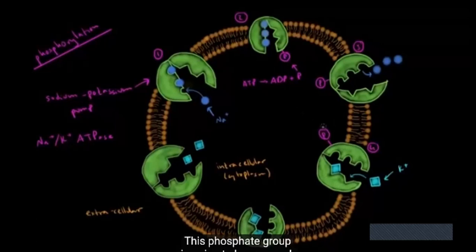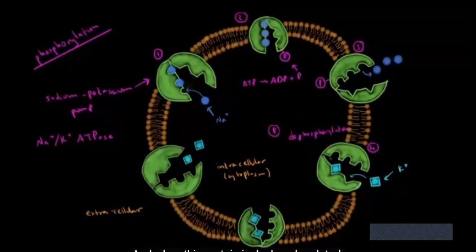This phosphate group is going to be removed, and that is called dephosphorylation. And so that phosphate group ends up in the inside of the cell and it gets recycled in some other way. And when this phosphate is removed, it's going to cause a different change in the conformation of the protein.